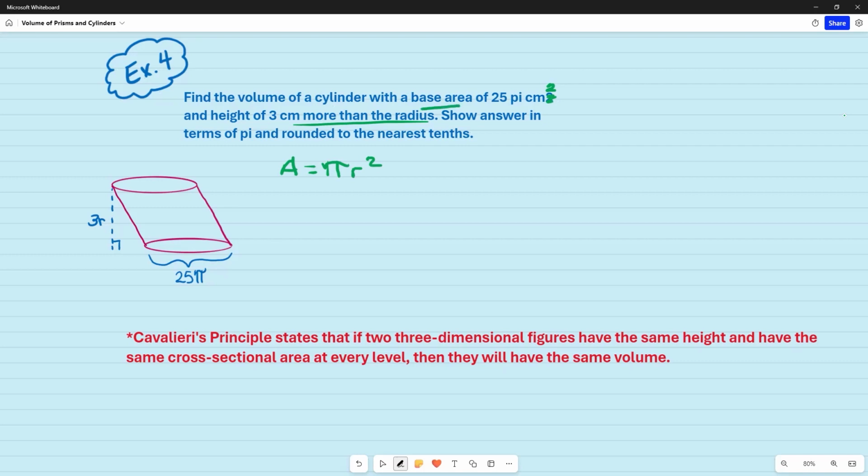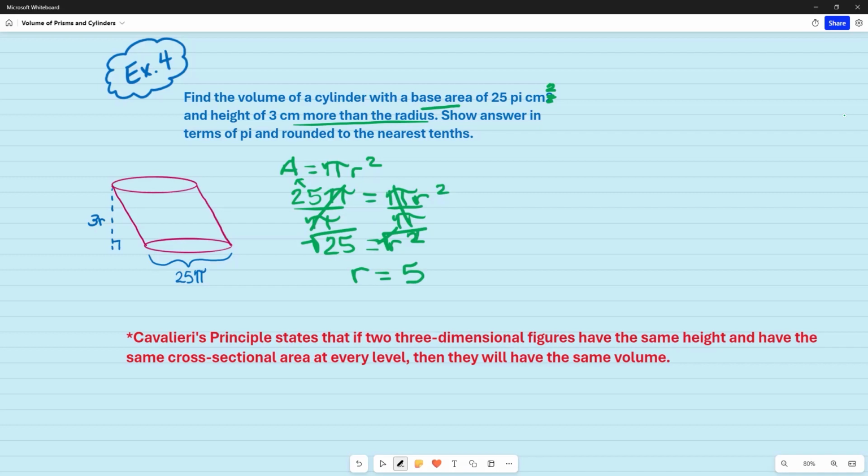So the base area is 25 pi, and I'm going to set that equal to pi r squared. All I did was simply substitute in for the area that was given. Now I want to find the radius, so I'm going to divide both sides by what's stopping the radius from being by itself, which is pi. When I do that on both sides, I can get rid of it, and I have 25 is equal to r squared. Well, I don't want r squared, I just want r. So the inverse of a square is to square root it. What I do to one side, I have to do to the other. So r is equal to the square root of 25, which is plus or minus 5. However, we will not have a negative measurement. So we're going to say the radius is 5.